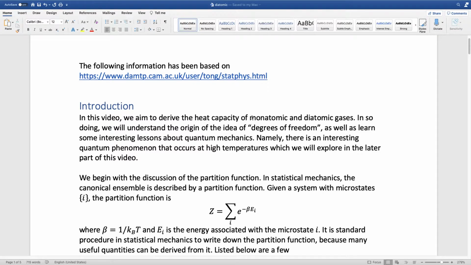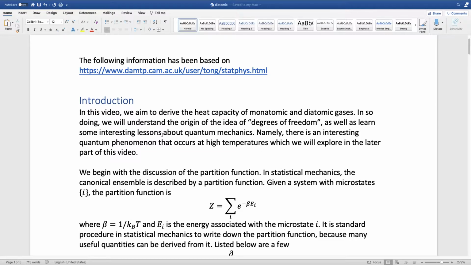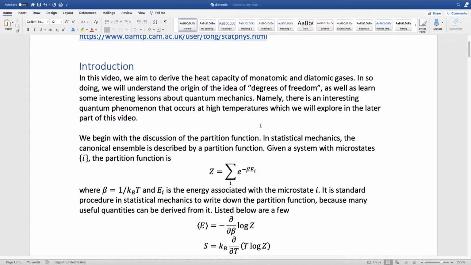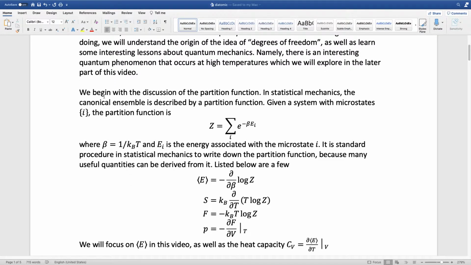Today in this video, we aim to derive the heat capacity of monoatomic and diatomic gases. In so doing, we'll understand the origin of the idea of degrees of freedom, as well as learn some interesting lessons from quantum mechanics and statistical mechanics. Namely, there's an interesting phenomenon I'd like to emphasize that occurs at high temperatures, which we'll explore later. We'll begin the discussion by first talking about the partition function.